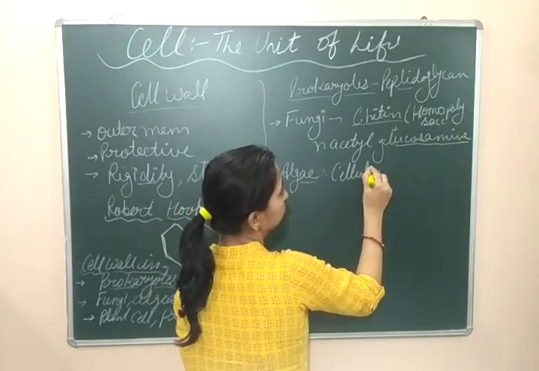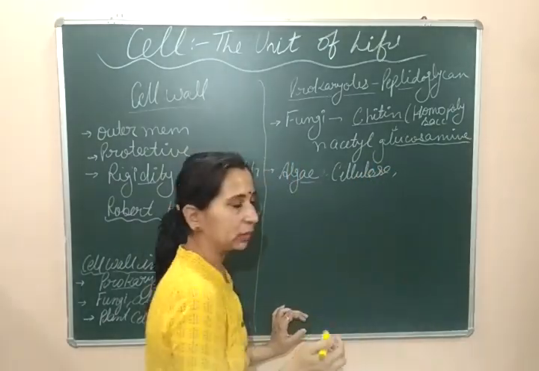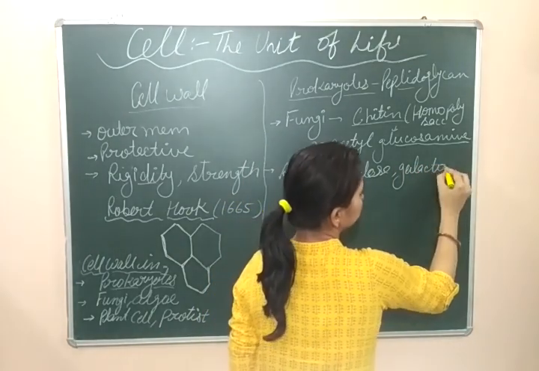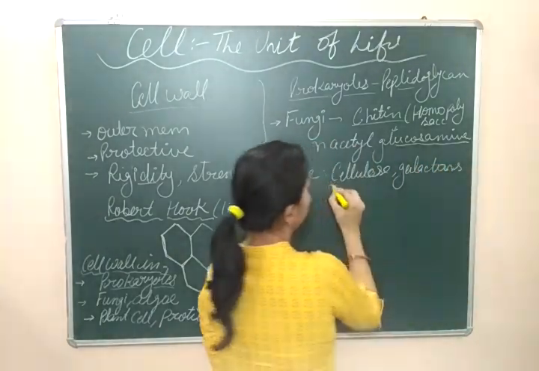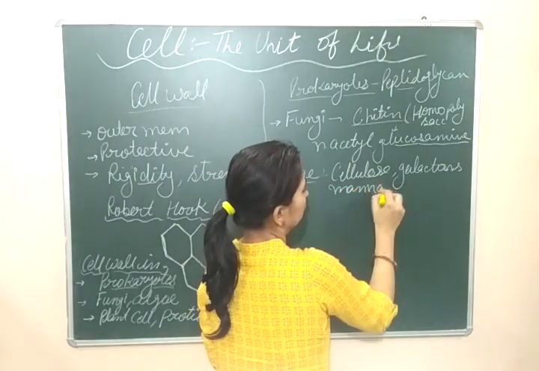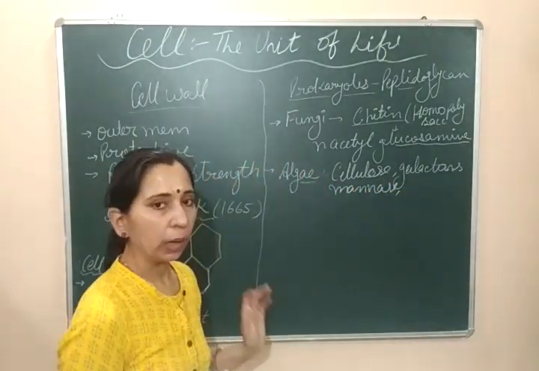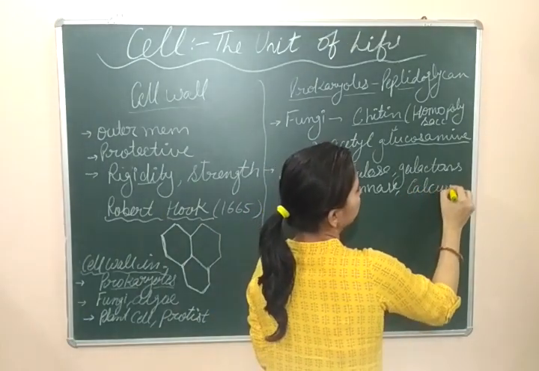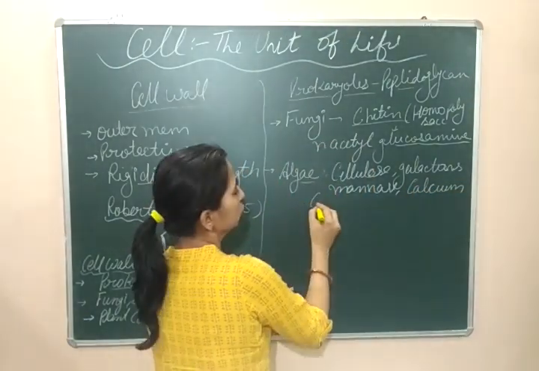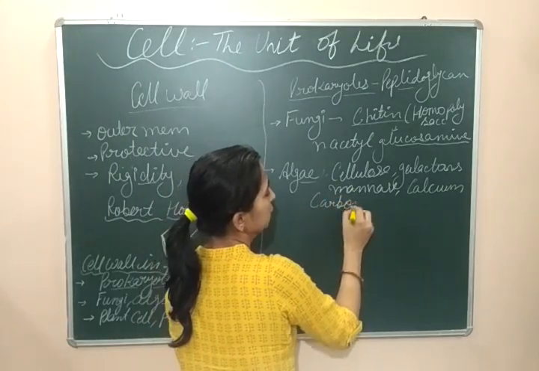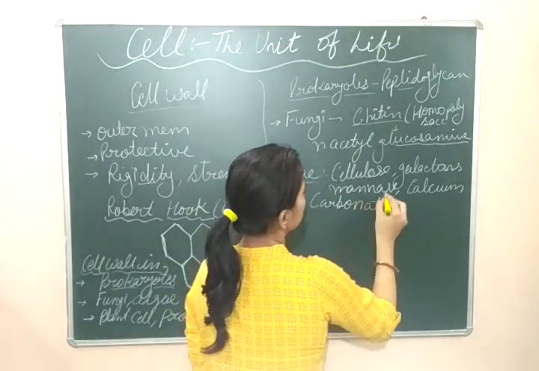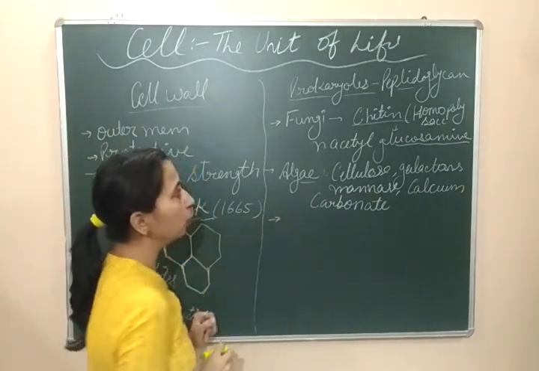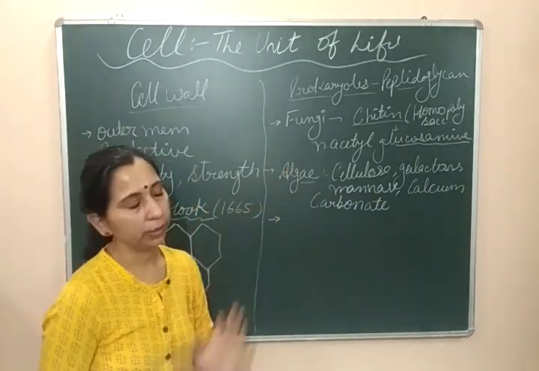Cellulose is there, and galactans, mannose, galactan, mannose, and calcium carbonate is also present. So we can say calcium carbonate. These are some compositions of the algal cell wall. These are the substances which are present in the cell wall of algae. And now we will discuss the eukaryotic cell wall.